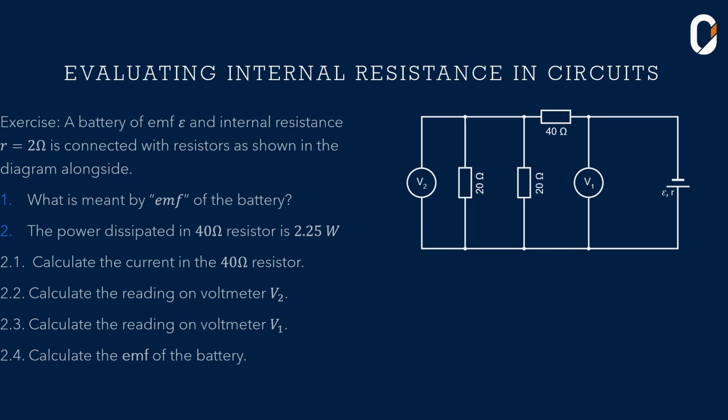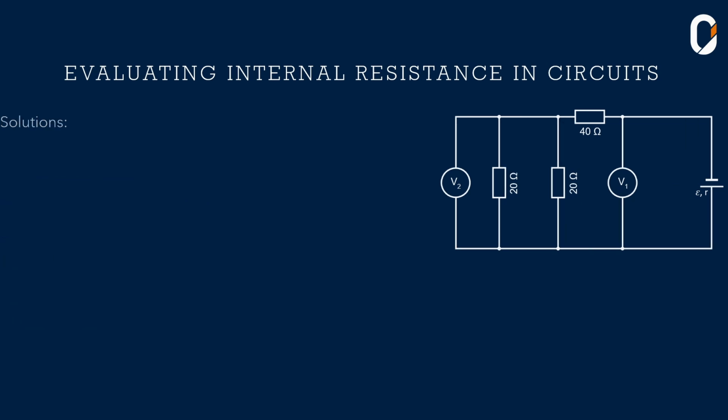Second, the power dissipated in the 40 ohm resistor is 2.25 watts. 2.1, calculate the current in the 40 ohm resistor. 2.2, calculate the reading on voltmeter V2. 2.3, calculate the reading on voltmeter V1. And lastly, calculate the EMF of the battery. Let's get straight to it.